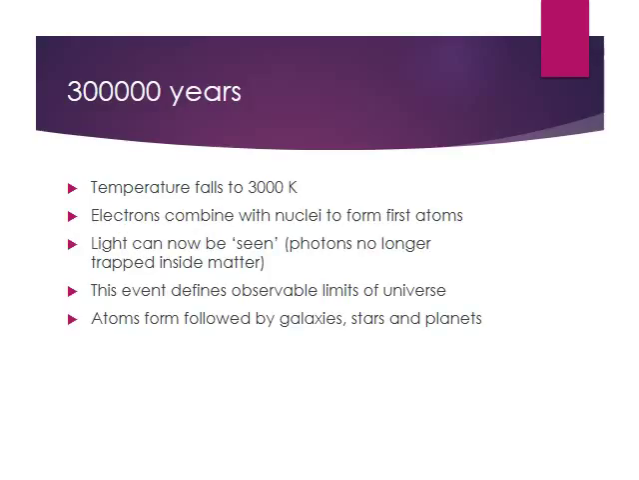Now we are 300,000 years after the Big Bang. The temperature has fallen to a much more agreeable 3000 degrees Kelvin. Electrons can combine with nuclei to form the first atoms. Light can now be seen. Photons are no longer trapped inside matter. This event defines the observable limits of the universe. Atoms form, followed by galaxies, stars and planets.